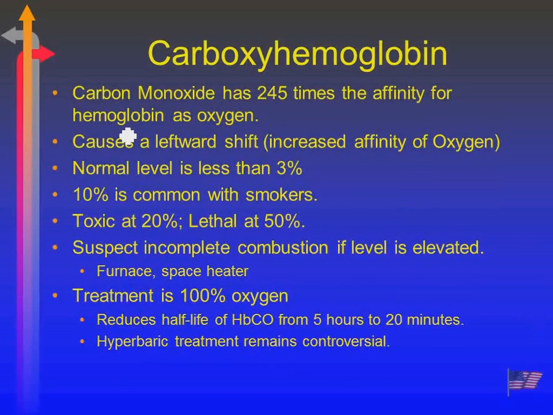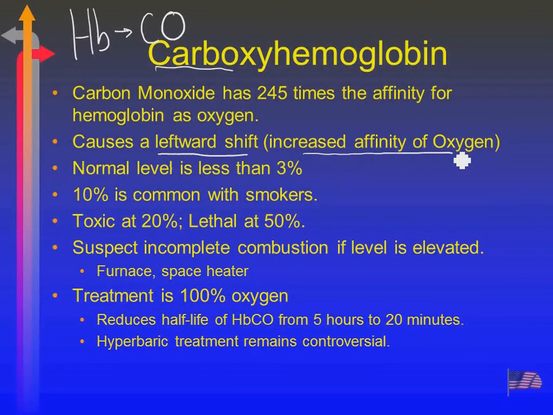First one I want to mention is carboxyhemoglobin, where the hemoglobin molecule is bound with carbon monoxide, CO. Carbon monoxide has 245 times the affinity of hemoglobin as oxygen. So if carbon monoxide's in the neighborhood, I don't care how much oxygen you have present, CO is going to win. Carbon monoxide causes a leftward shift, which means that there's an attempt by the body to have an increased affinity for oxygen. It's trying.